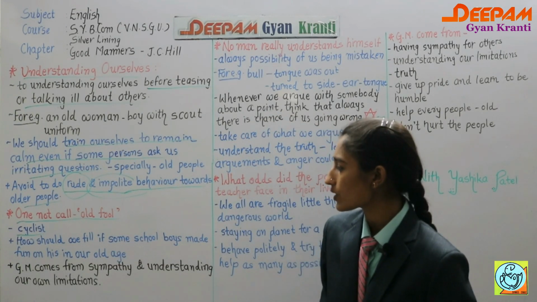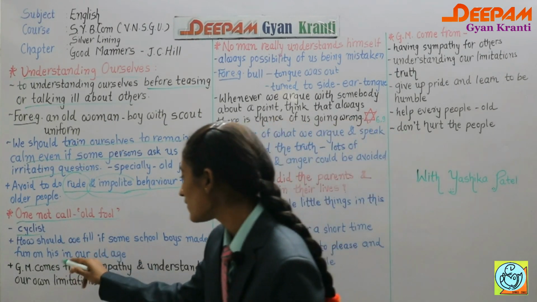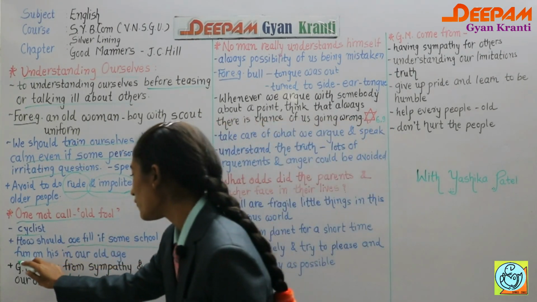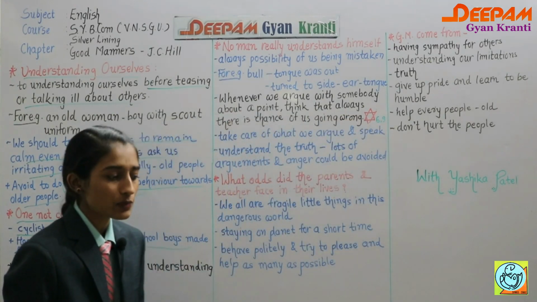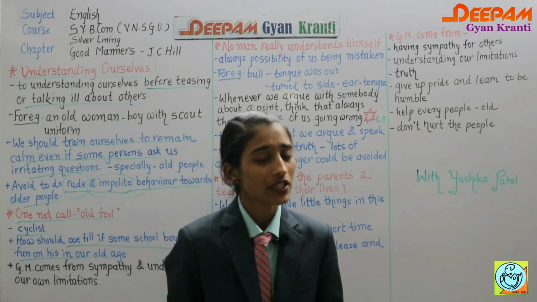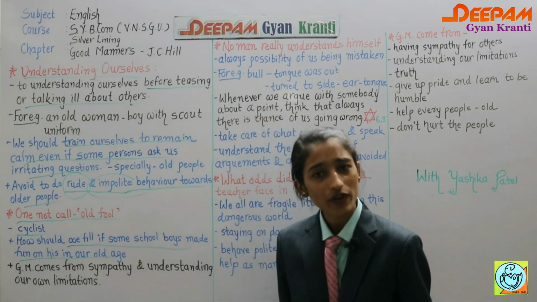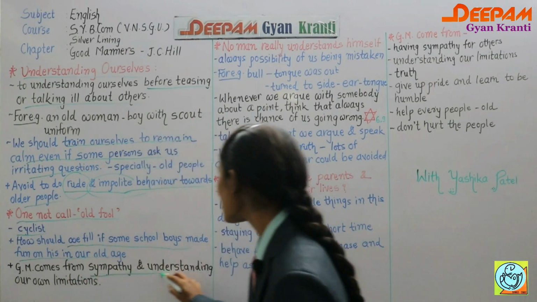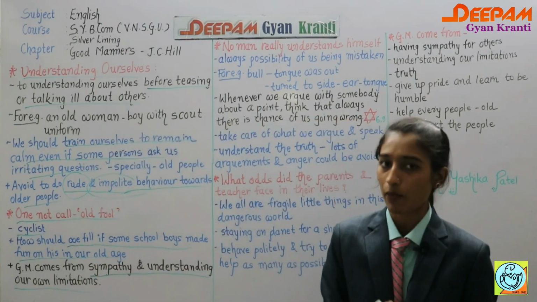And he gives one more suggestion, that it may be possible that in future some schoolboy will make fun of us in our old age. Sometimes it is possible, even we are not sure about our future. Right now we are young, we can do everything, but in future anyone can make fun of us. So we have to remember that. So good manners come from sympathy and understanding our own limitations. That is the most important thing.